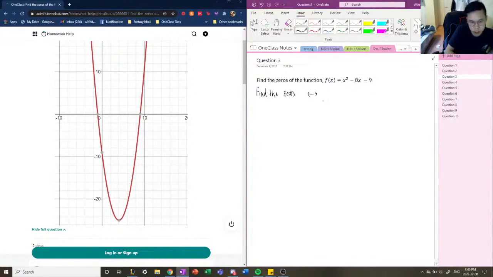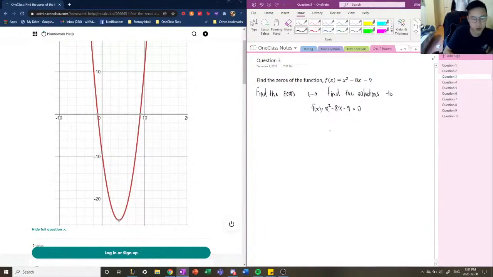Is the same thing as saying find the solutions to x squared minus 8x minus 9 equal to 0. So that's what they mean by finding the zeros. It's basically saying find the values of x that will make this equation equal to 0.